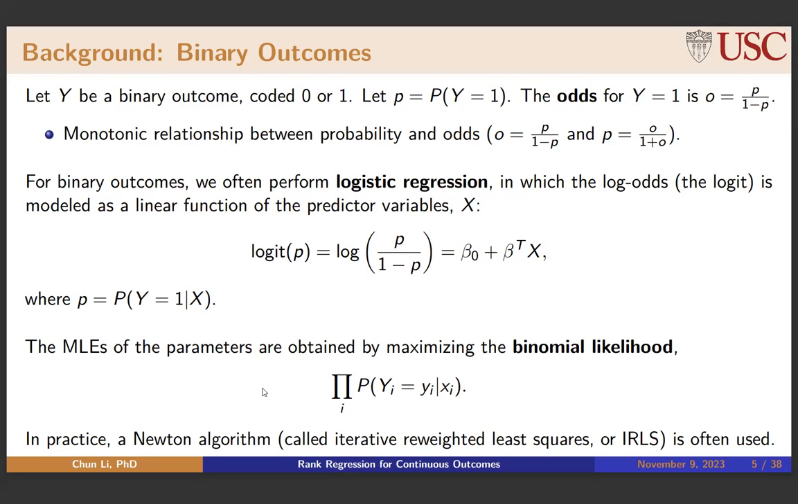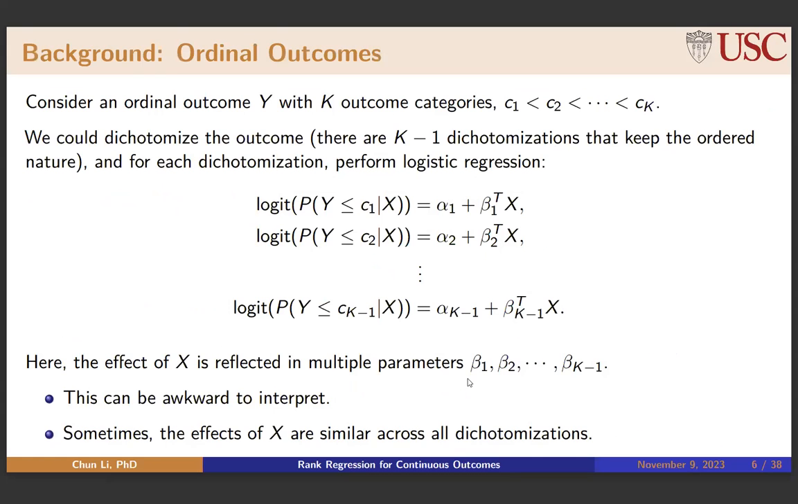And for binary outcomes, we often use logistic regression, in which we fit the log odds as a linear function of predictors. In logistic regression, because the outcome is binary, your model just gives you the two probabilities given the covariates. You just put the probabilities there and multiply them, and that's your likelihood. You maximize it to get the MLE.